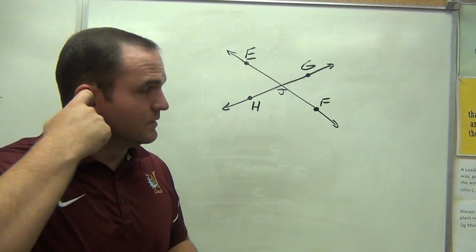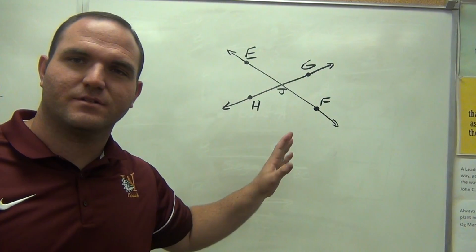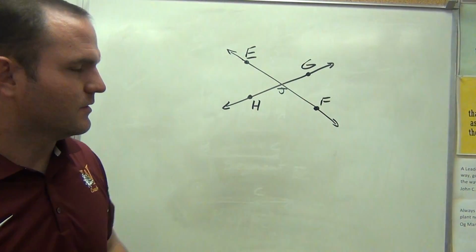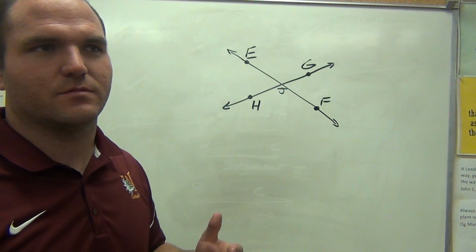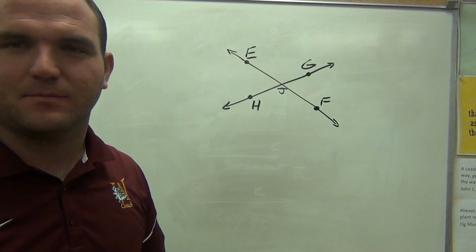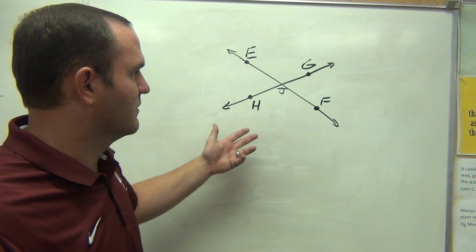All right, so what we have here is an intersection of two lines, okay? And what we're going to do is show you all the different types of things that we can see out of this one thing right here.